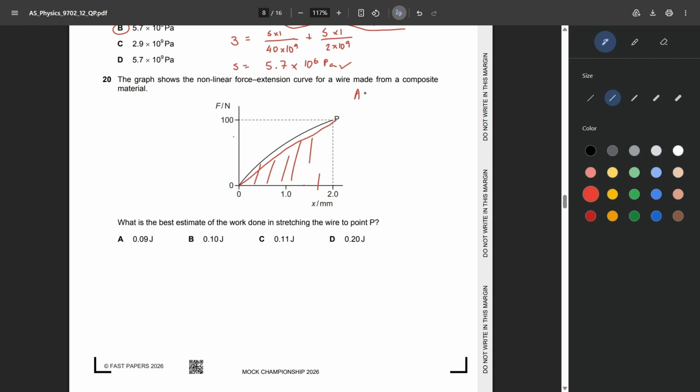The area of the triangle would be half times the base, which is 2 millimeters, 2 times 10 to the power of minus 3, times the height, 100. This gives us a work done of 0.10 joules. Okay, this work done is actually an underestimate because we are not accounting for this area which falls between the curve and the straight line. So the area has to be slightly larger than this, slightly larger than 0.10, which would be C right here, 0.11 joules.